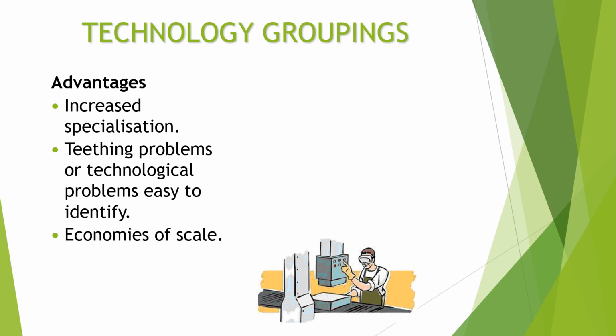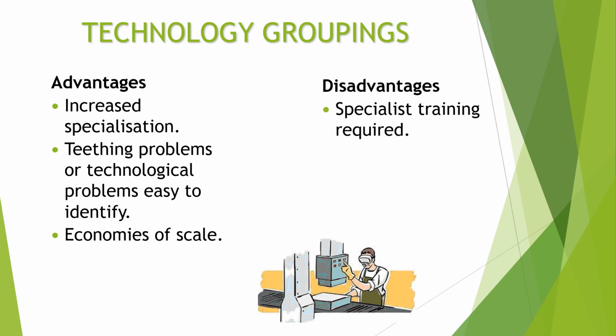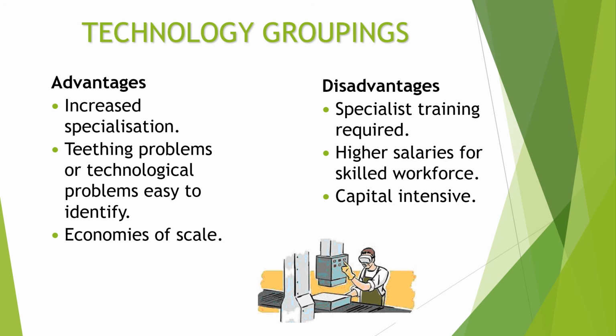Technology can actually output so much more than humans, which we'll look at a bit more under operations, and that means that the organisation will be able to output so much more, reducing average costs. Disadvantages would be that you would have to have specialist training for your staff to operate the equipment, and with the skills required, they may require higher salaries, which would obviously cost the company money.